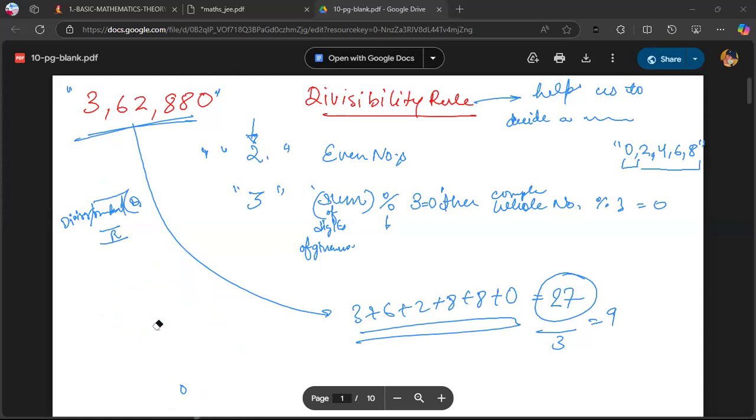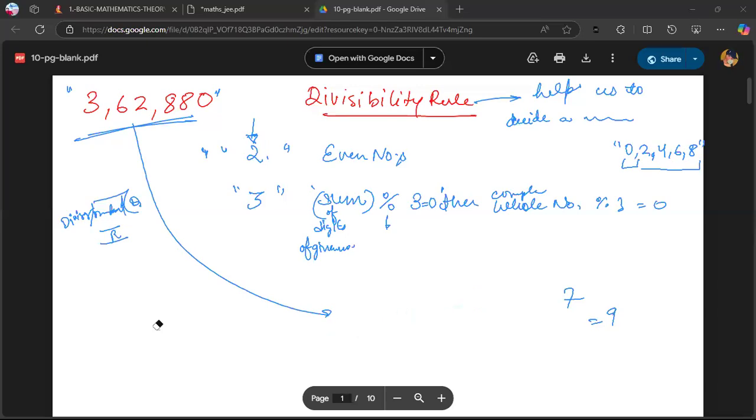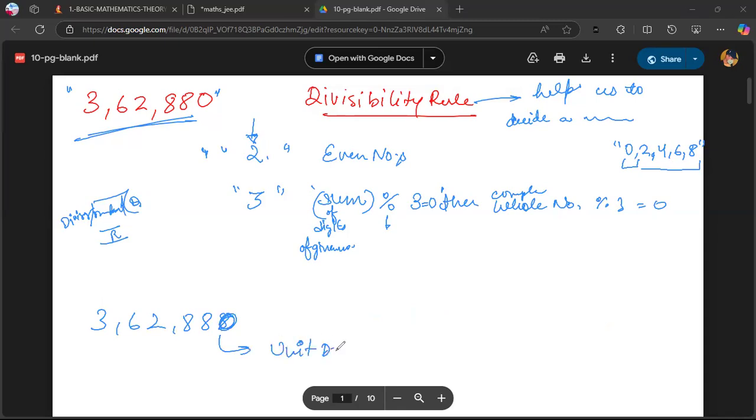Let's discuss 4. Let me first tell you, if we write any number, in this case 3628880, this is our unit digit. This is our 10th digit. This is our hundredth digit. This is our thousandth digit. This is our 10,000th digit. This is our lakhs digit.